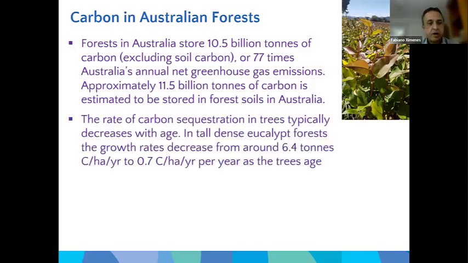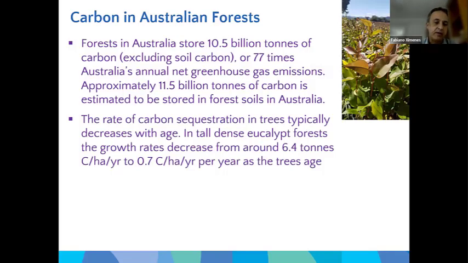The other thing to remember as well is that the rate of carbon sequestration in trees really is related with age. So if you look at tall, dense eucalypt forests, which are primarily used for the purposes of wood production in Australia, the growth rates decrease typically from anything around 6.4 tons of carbon per hectare per year. So young trees are really hungry for carbon. They're absorbing carbon at a very high rate.